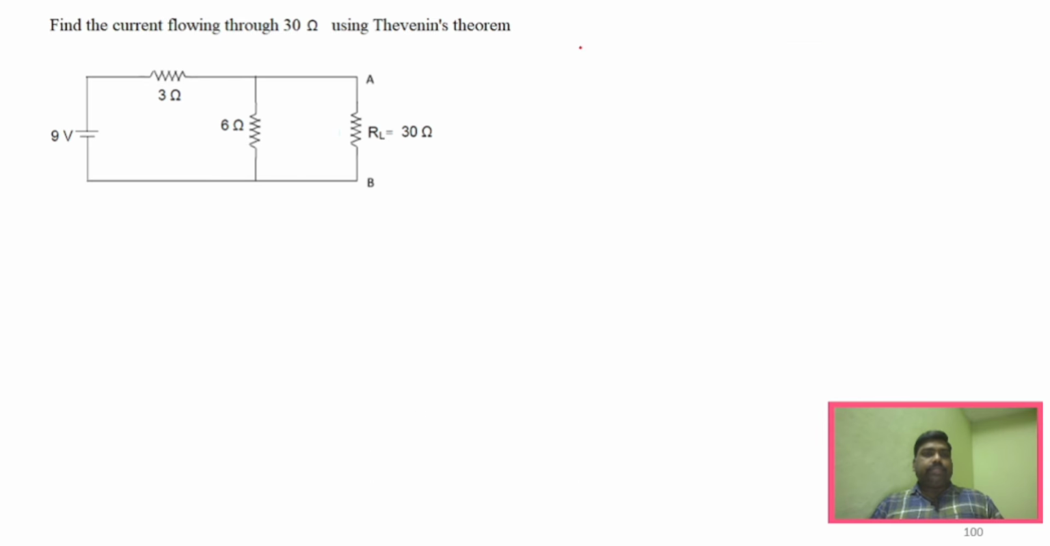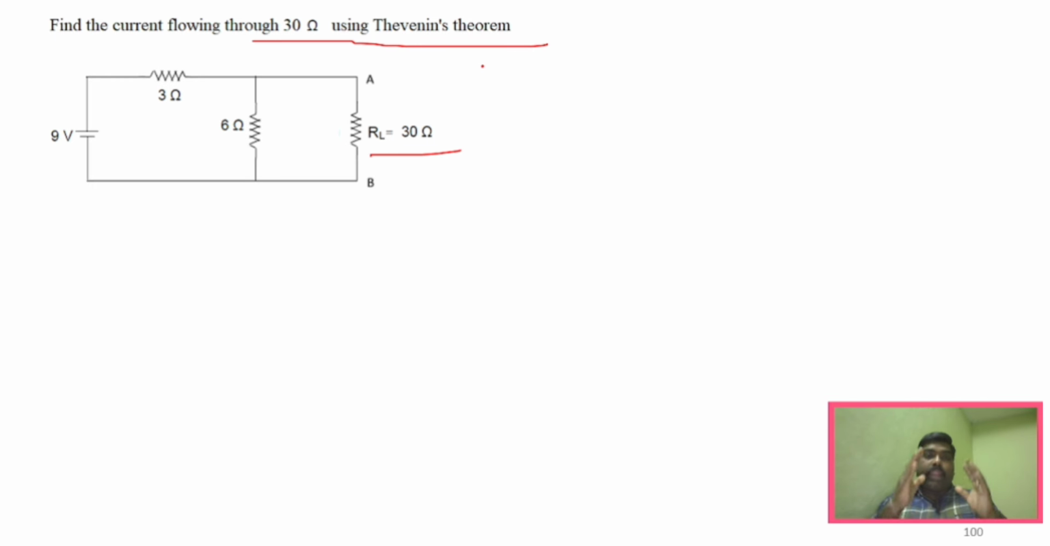We'll take a simple circuit here. You can see the question is: find the current flowing through 30 ohm using Thevenin's theorem. So this is RL, right? What is the first step we have to do? The very first step is to draw the equivalent circuit, right?